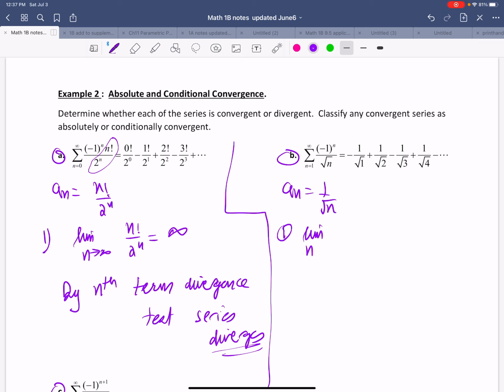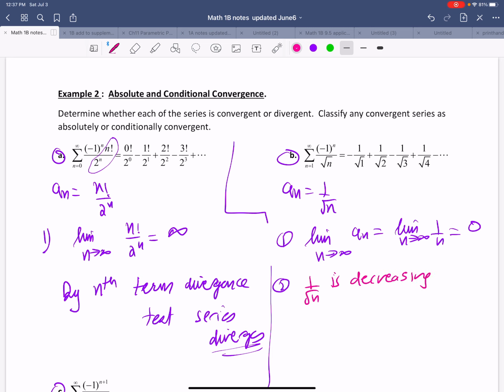So the limit as n goes to infinity of a_n is the limit of 1 over square root of n. When n goes to infinity, this is going to go to 0. So the first condition is met. The second condition is that 1 over square root of n is decreasing. We can write the first few terms and see that the (n+1)th term will be smaller than the nth term, because we have 1 over square root of 2, 1 over square root of 3, 1 over square root of 4, 1 over square root of 5, and so on. So my terms are getting smaller and smaller as I go further in the series.